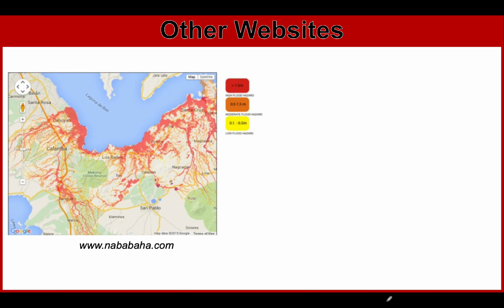Another local website is www.nababaha.com. It is a non-profit project by the members of the Volcano Tectonics Laboratory of the National Institute of Geological Sciences of the University of the Philippines. So this publishes a list of hazard maps of different regions. Okay, this has the same dataset as the DOST Project NOAA.